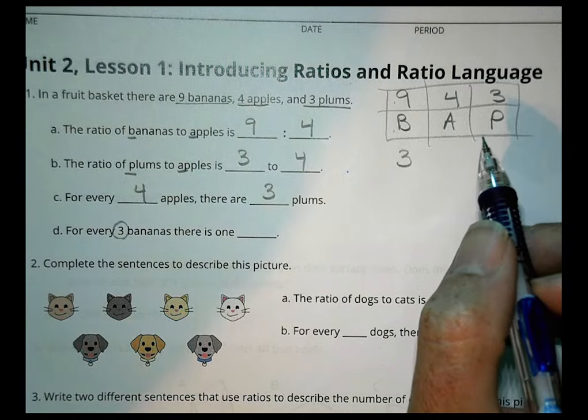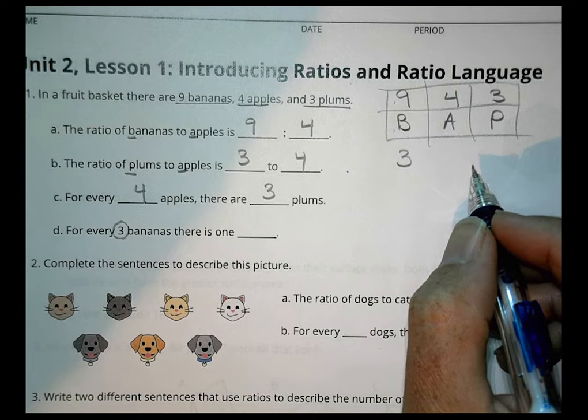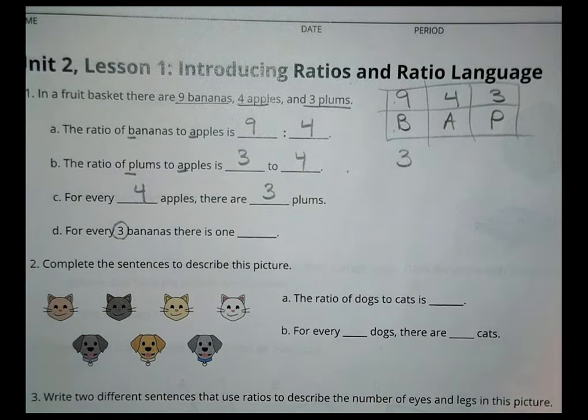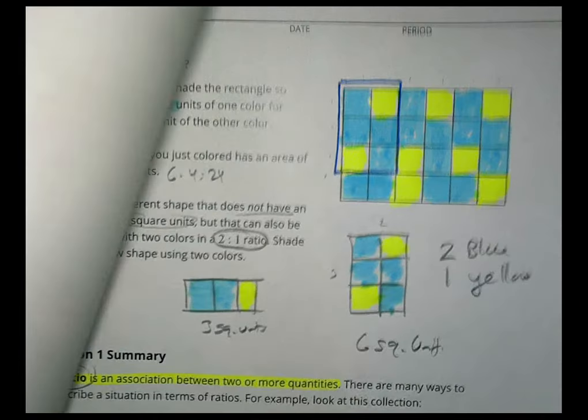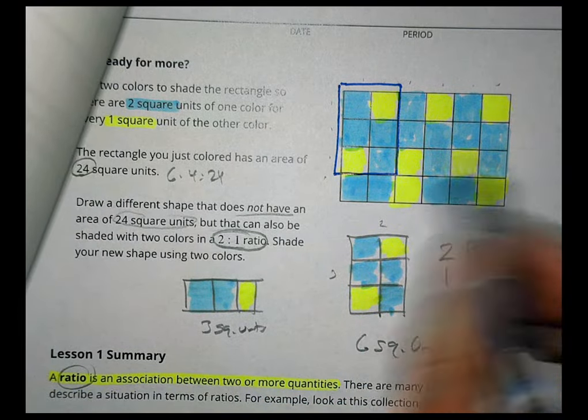Think back to when we looked at the Are You Ready for More with the square and the area of that rectangle. When we looked at the area of that rectangle, what happened was we made it a little bit smaller, but the ratio stayed the same, right? Here there were like 24. In this case here, there's a ton of blue, aren't there?